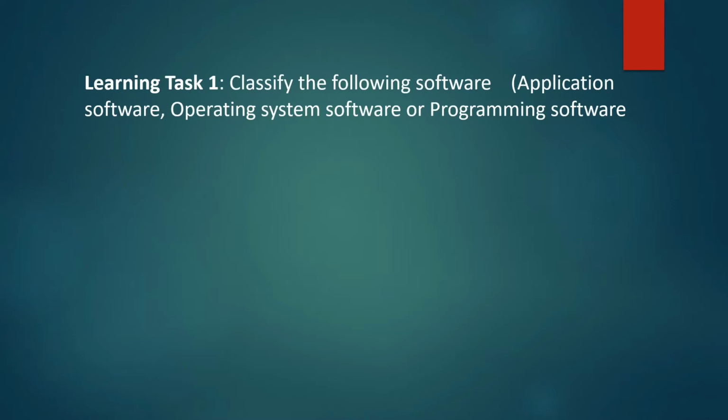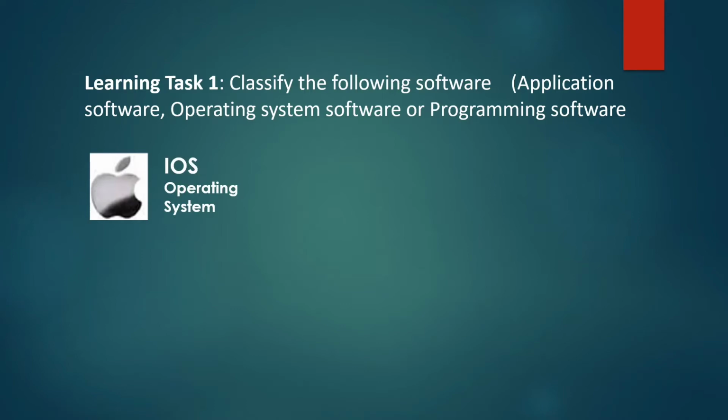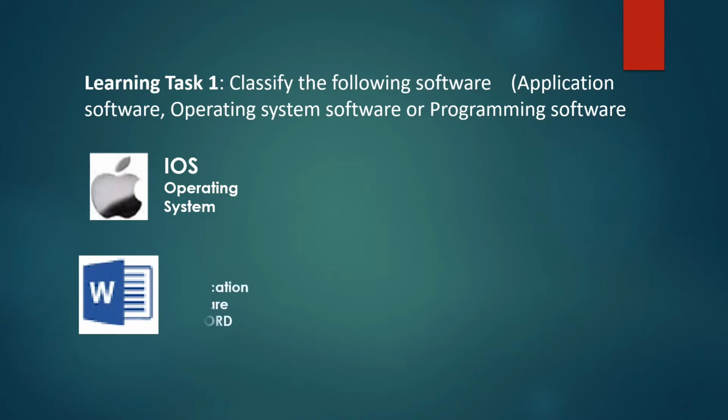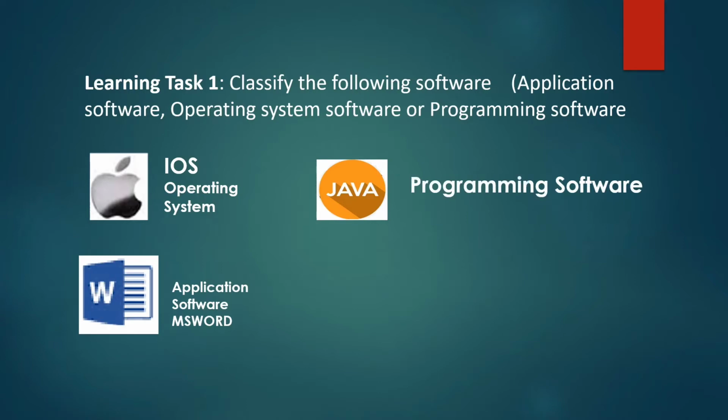For your learning task 1, classify the following software, whether it's application software, operating system software, or programming software. Number 1, that's iOS operating system. Number 2, that is application software. That is Microsoft Word. Next, we have Java. That is programming software.